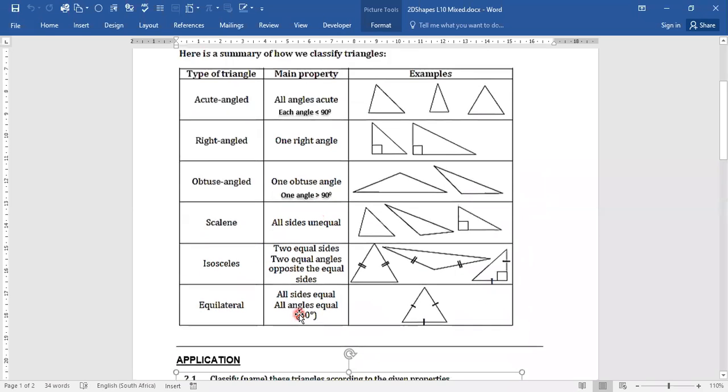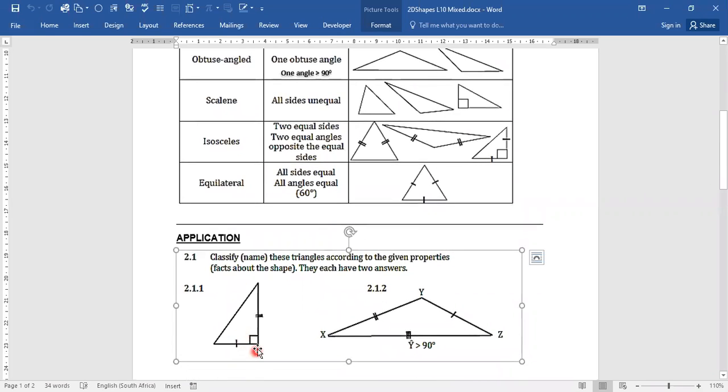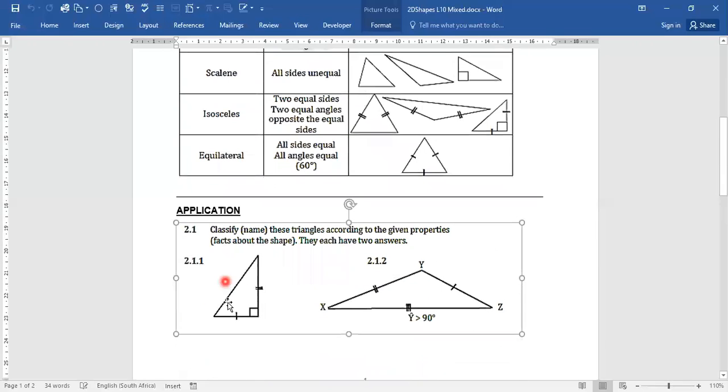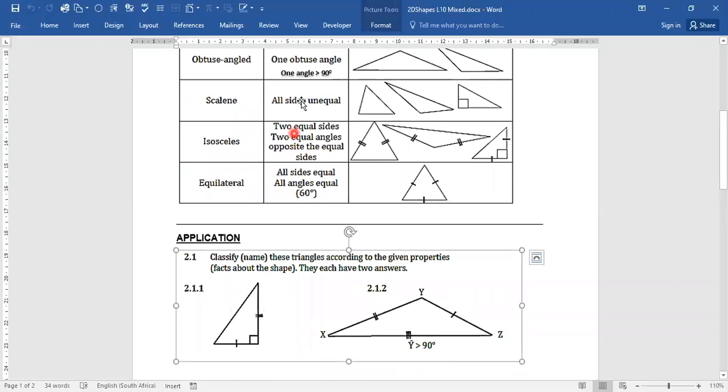So looking at the size of the angles, we see already a 90-degree sign here. So this triangle is a right angle triangle. That's the first classification of the triangle. Now let's look at what's equal. If you look at the sides, we have one stroke, we have two strokes, and there's nothing here. So the three sides are unequal. If they're unequal, it'll fall under scalene. That's a scalene right angle triangle.